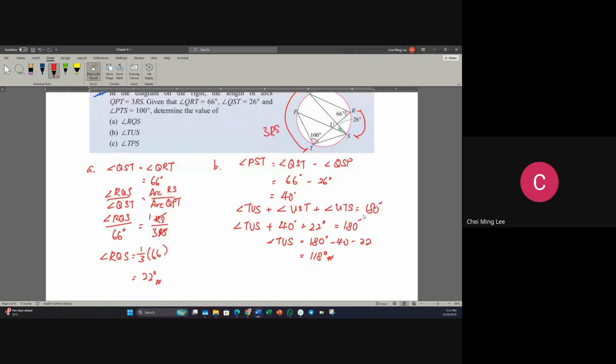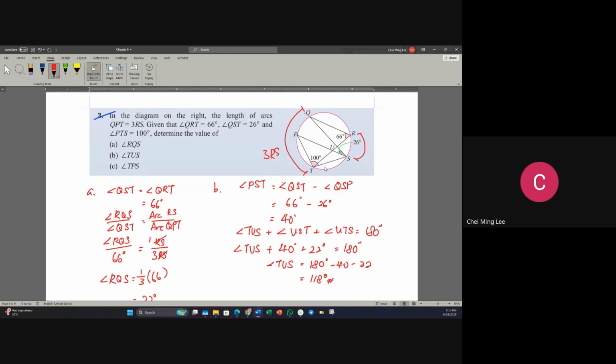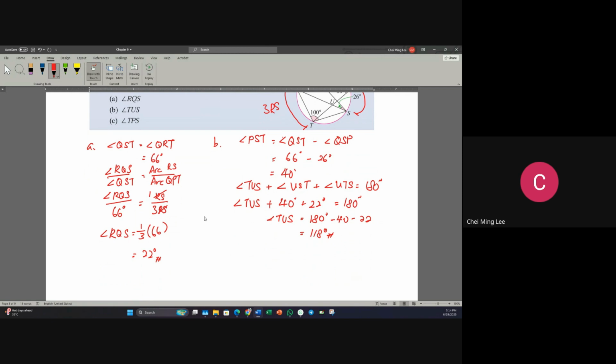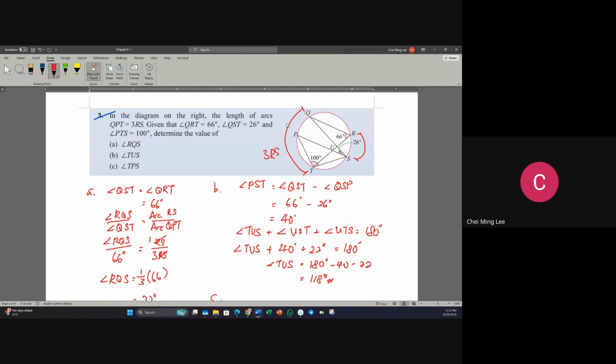Okay. Then let's see TPS. TPS, this one. Now, you see, for TPS, it's even easier because this one is a triangle. We already know that the UST, what I call the UST just now, is how much? 40. This one we already know is 40, correct?